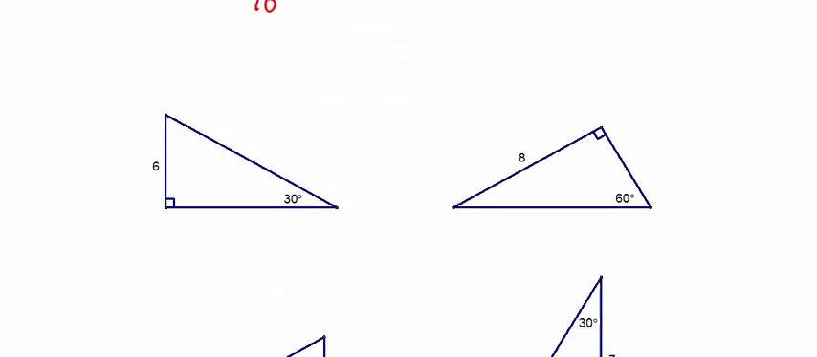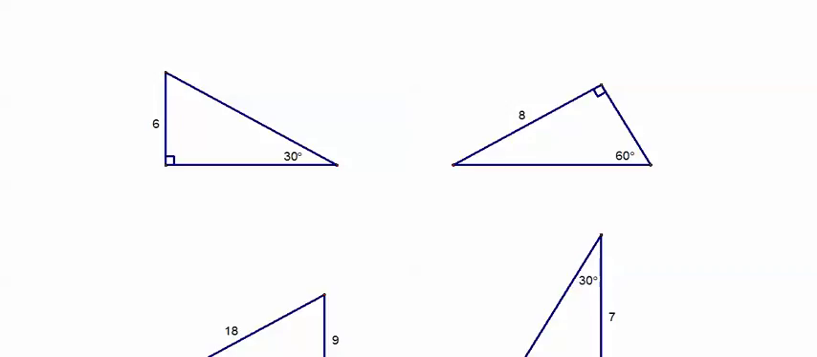Now the slightly trickier ones. 30, 60, 90. 30 is 6. Let's go this way, we slap root 3 on it. Let's go this way, we double it. Done. Notice it's just making it simpler.